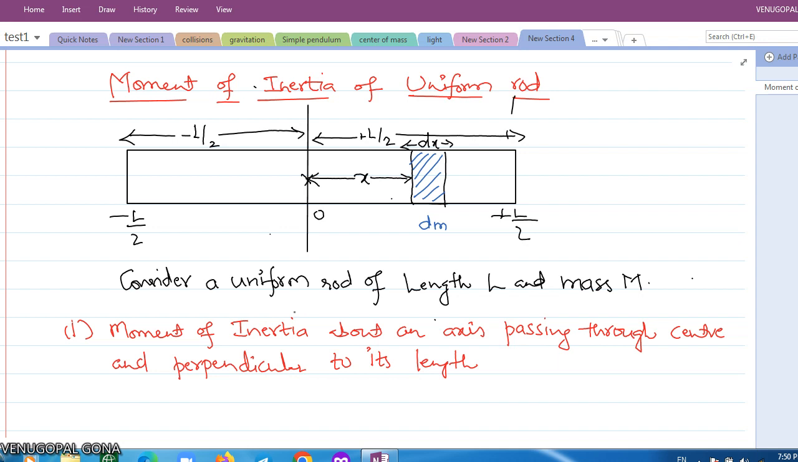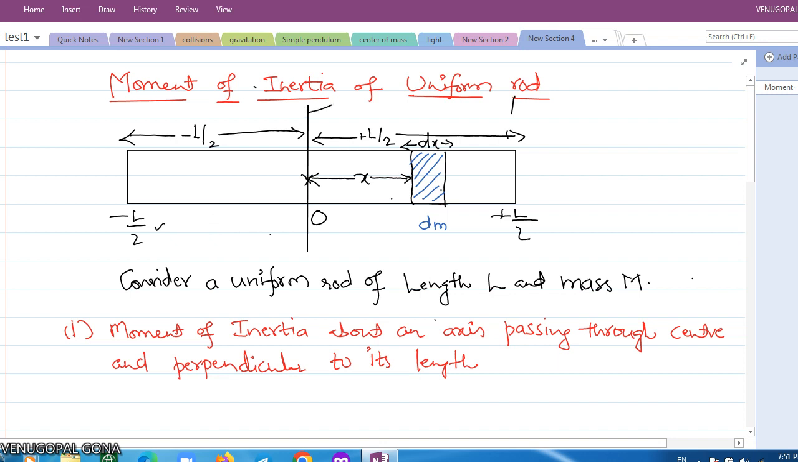First of all, I would like to calculate the moment of inertia about an axis passing through the center and perpendicular to its length. To calculate this, you can see this is the center, and it is extended on the left side and right side by L by 2. So this side is plus L by 2, and this side is minus L by 2. This is the axis here.